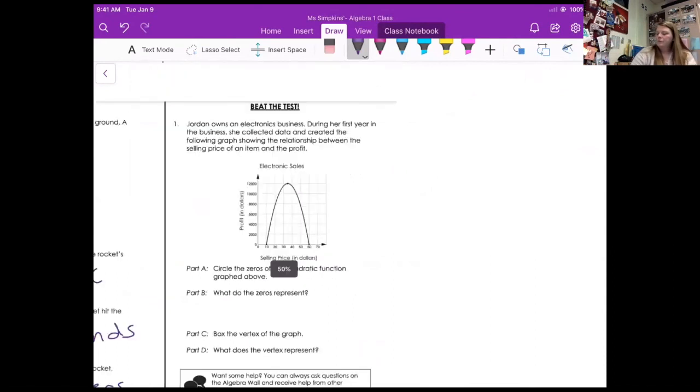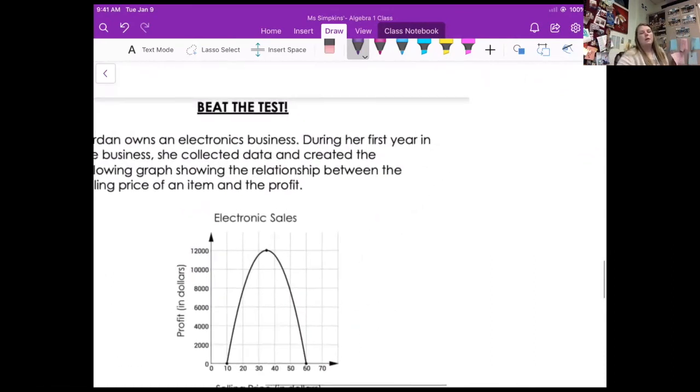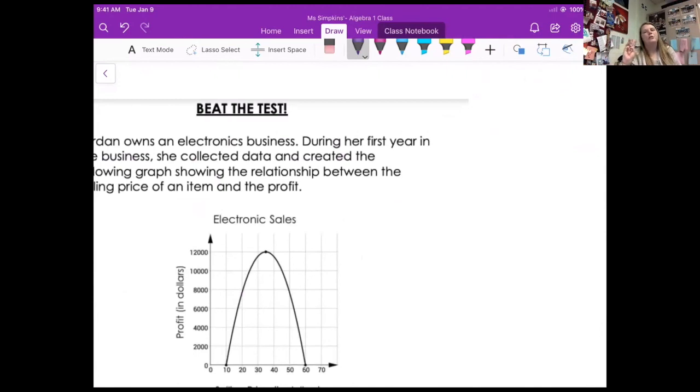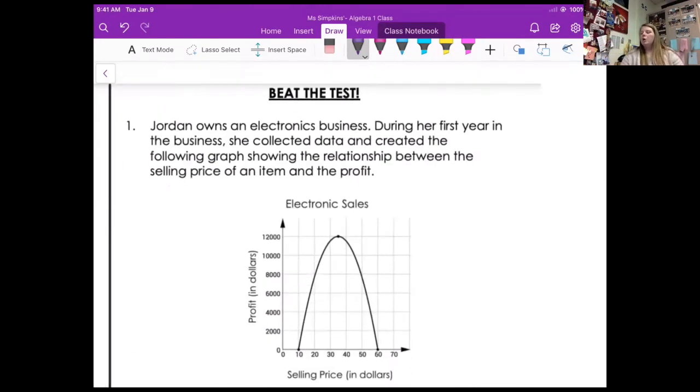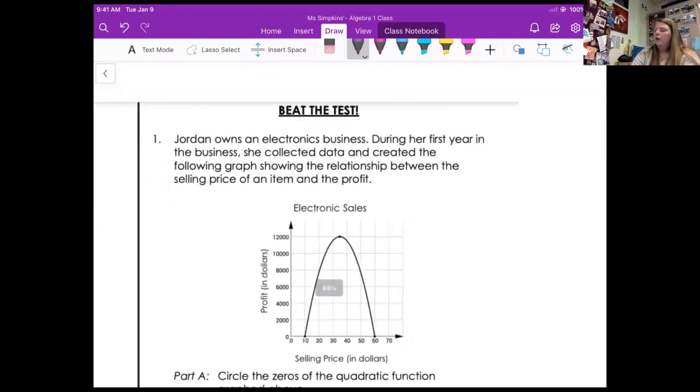I'm going to have you answer the beat the test, and then we'll take a break. I'm going to give you 2 or 3 minutes. I do want to go over it before we go on our mask break. I'll read it. It says, Jordan owns an electronics business. During her first year in the business, she collected data and created the following graph showing the relationship between the selling price and the profit. The x-axis is her selling price, so she's selling some sort of electronics, and her y-axis is how much profit she's making in dollars. Go ahead and try to answer those 4 questions.